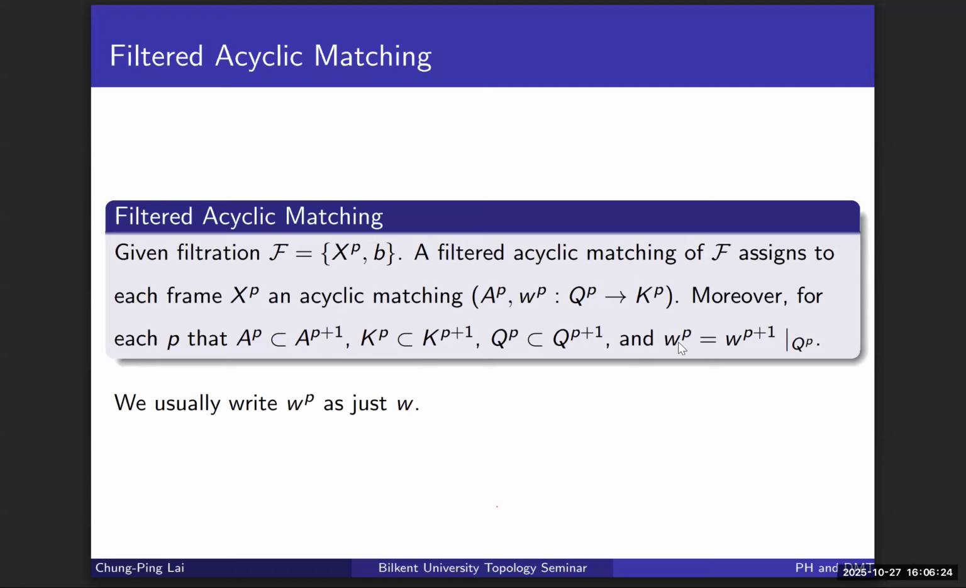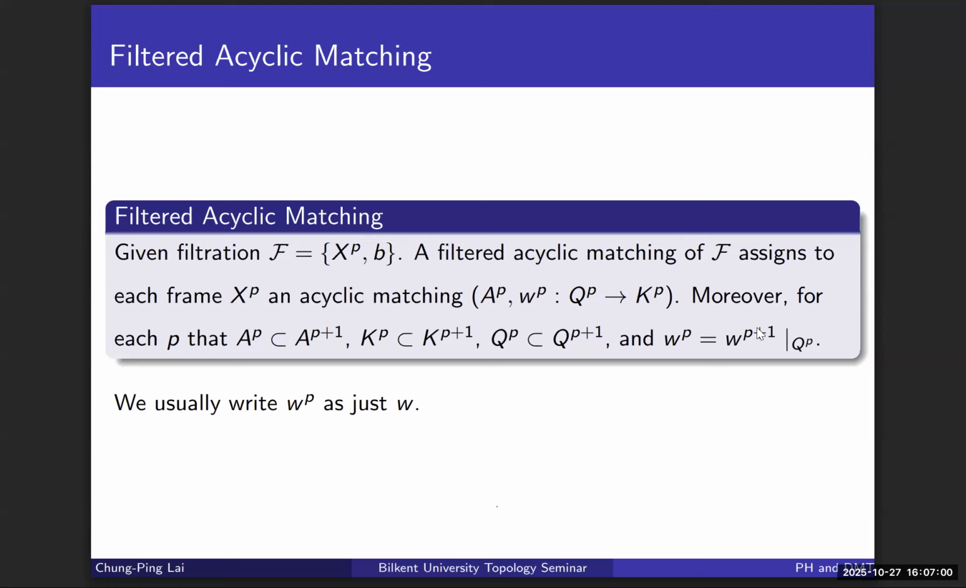And importantly, for this W, the matching function, we end up having the same matching function for the entire filtration, just depending on restriction. And the important implication of having the same matching is that if you have two cells that are being matched, one in K and one in Q, they either belong to the same frame or they do not belong to the same frame.